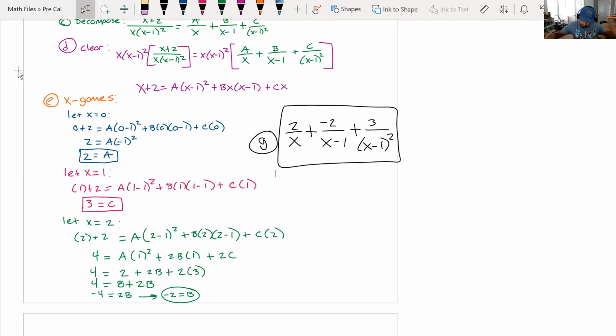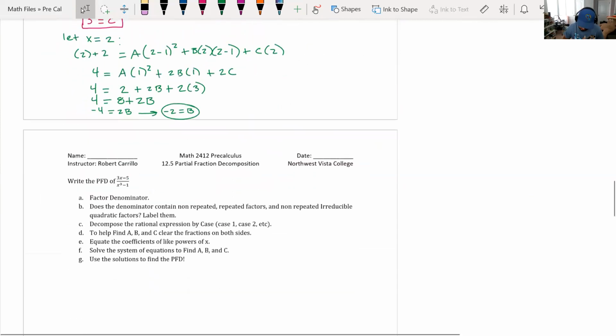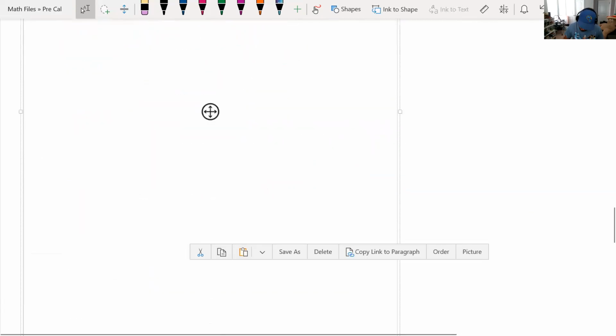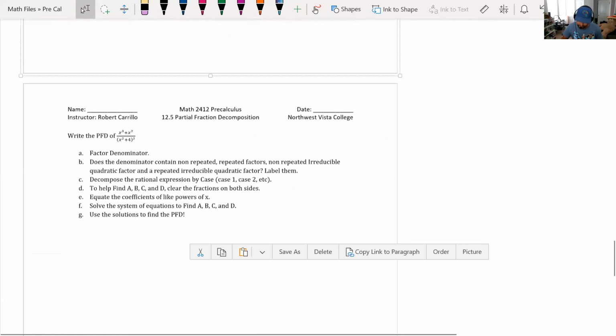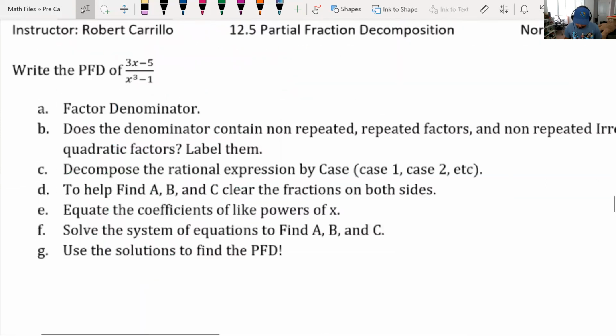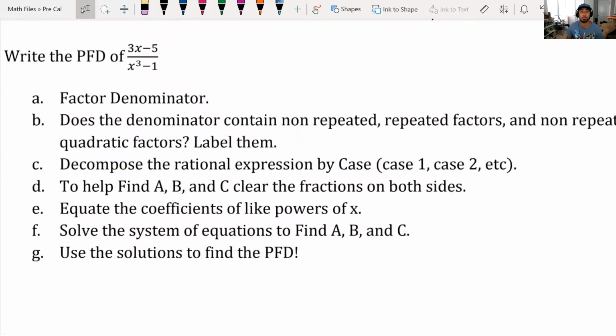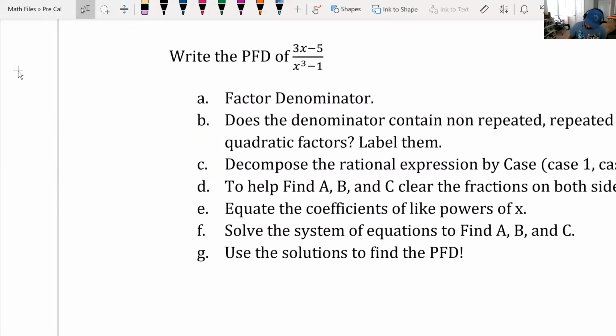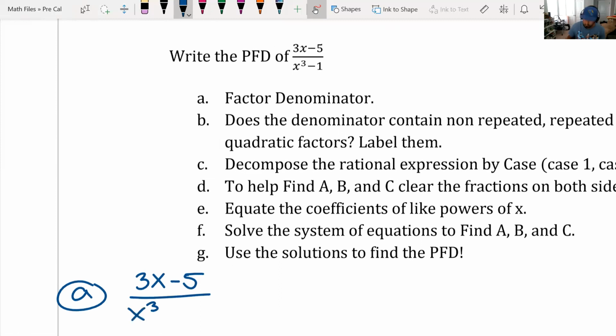All right, keep moving, keep moving, keep moving. We got 1, 2 left. Okay, perfect. All right, 3x minus 5 over x cubed minus 1. Let me make sure I write it down first properly, right? And use all the room I can. Okay. And then factor. So zoom in for that.